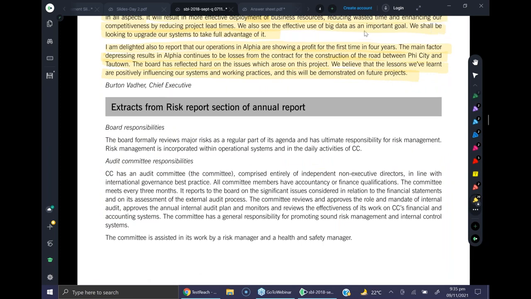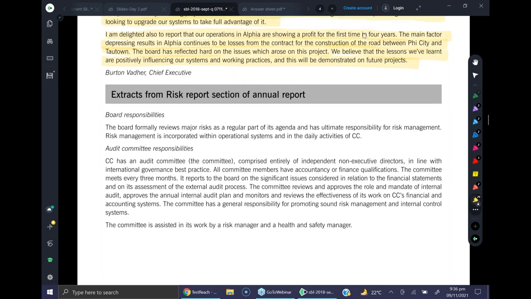Yeah, that will be linked for, I think, question number 4. Yes. So kind of, not very prominently, but yes, it's linked to that. Yeah, so they're talking about avoiding the downfall in performance. Extracts from risk report section of annual report.